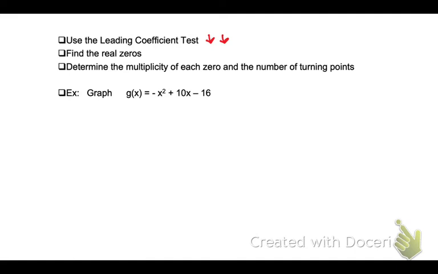Okay? Find all the zeros. How do I find all the zeros? Set it equal to 0 and factor. Set it equal to 0 and factor. So hopefully you're factoring out a negative, yes?